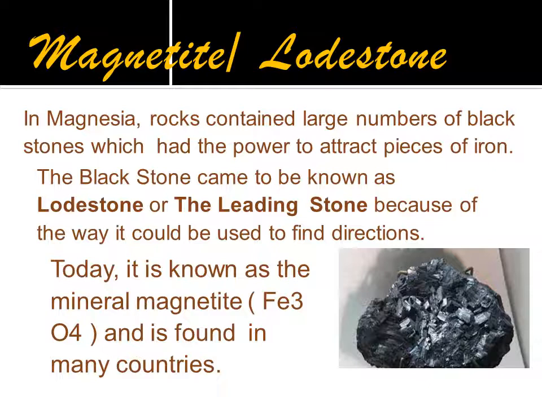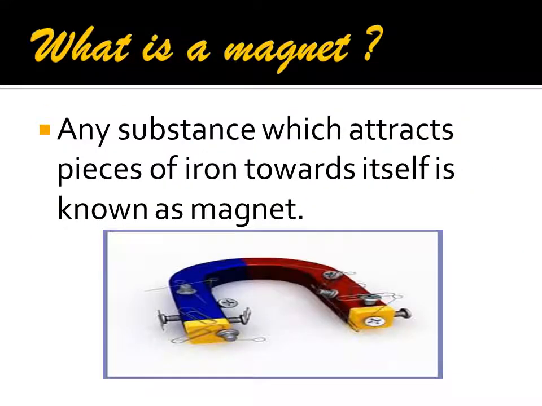Okay, now let's talk about the magnet. What is a magnet? Any substance which attracts a piece of iron, cobalt, or nickel towards itself is known as a magnet. If you go to the market, or if you have observed, in loudspeakers also there is a magnet. You used to play with a magnet too, attracting small things like iron filings or iron coins.